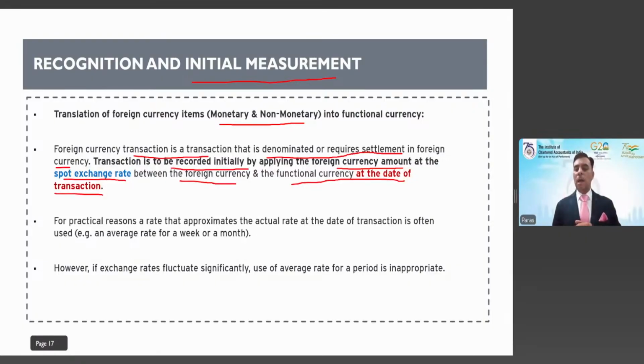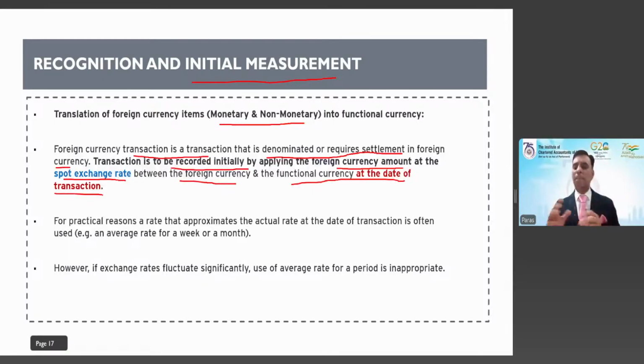Let's assume I have sold my products on 1st of January 2025 in US. So I need to identify what the spot exchange rate was on 1st of January 2025. Let's assume the sale price is $10,000 and the spot exchange rate was 85 on 1st January 2025. So I need to record this transaction at a rate of 85, and I will multiply 10,000 by 85 and it will become 8,50,000 rupees.